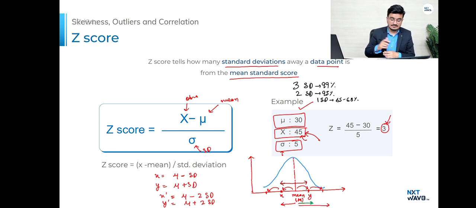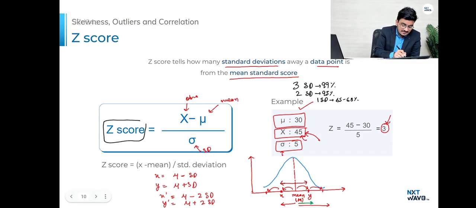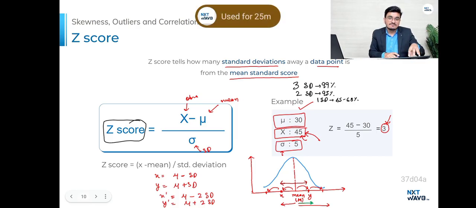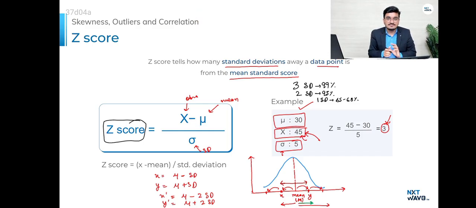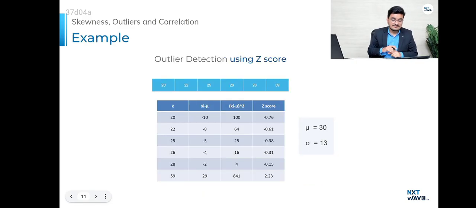Okay. Now let's jump back to z-score. So z-score helps us to identify a certain observation. For a certain observation, how many standard deviations away we should move from the mean to get that observation. Let's see it with an example.